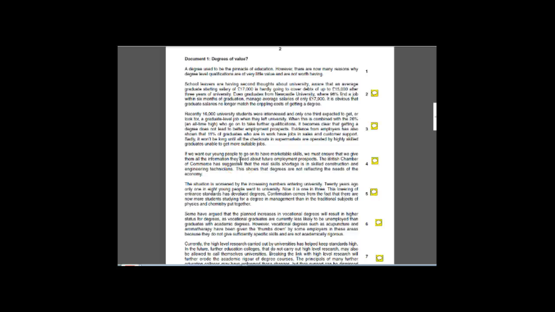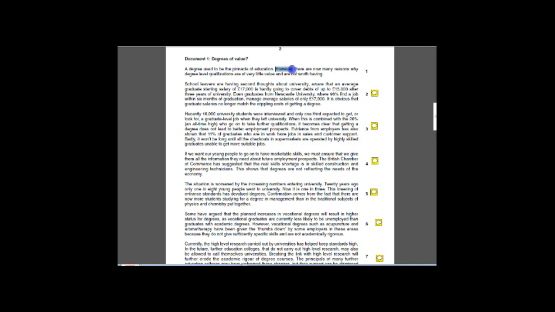So finally, let's try to find the conclusions. I'm going to start with the first paragraph here. Now we've decided that everything here is that degrees are negative. They're not worth very much. So the first sentence, a degree used to be the pinnacle of education, is actually saying how good degrees are. So that should ring alarm bells, because that can't be the conclusion, because that's the opposite of what we found all the other paragraphs saying.